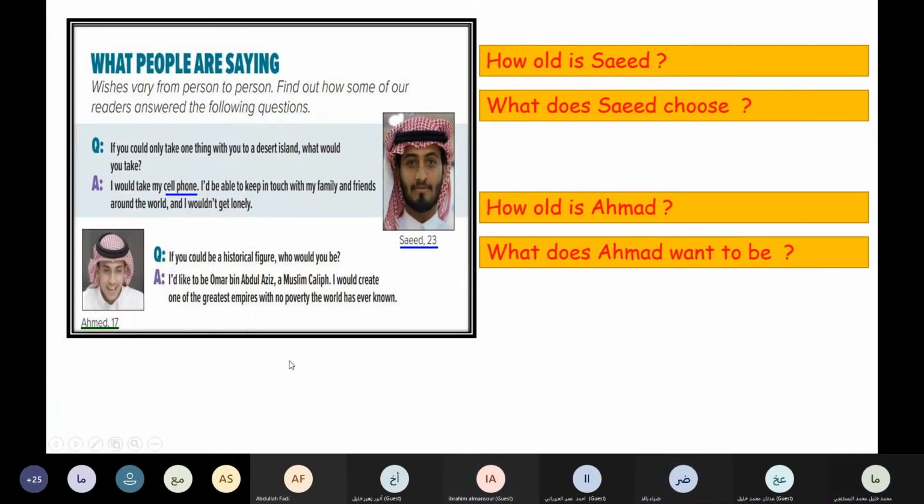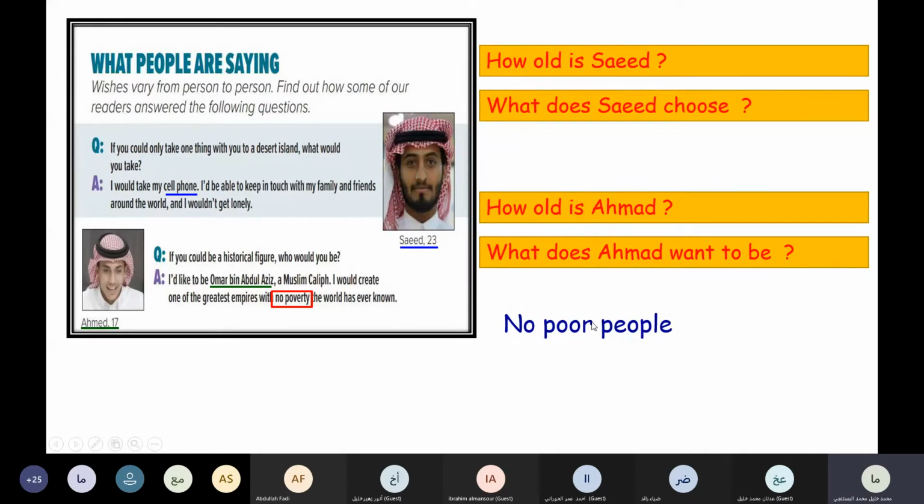Adnan? Yes, mister. Ahmed wants to be a Muslim caliph, Umar bin Abdul Aziz. Good. He wants to be like Umar bin Abdul Aziz, a Muslim caliph. Now, why would he want to be? He wants to create the greatest empire with no poverty. Good. He wants to create one of the greatest empires with no poverty. What does it mean, no poverty? No poor people.